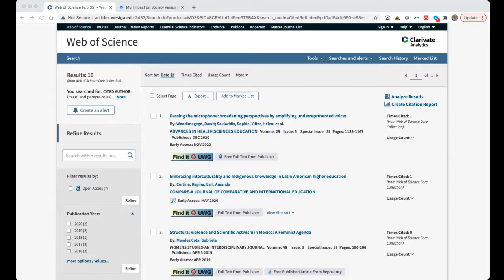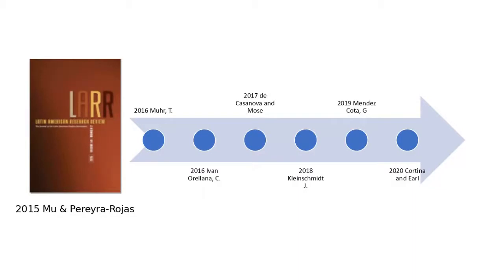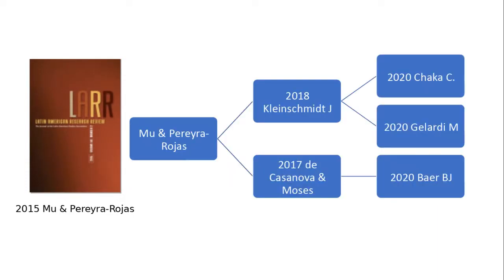So just to recap, what we learned is that this Mu and Pereira Rojas article influenced at least these other articles. And we could take that further by just looking at one of them, like the 2018 one by Kleinschmidt, and see that Kleinschmidt was cited by others. And then you could just keep taking this into the future. So you could just keep going and going, and you could also look and see what other articles are in Kleinschmidt. So you could look at that to expand out your research.